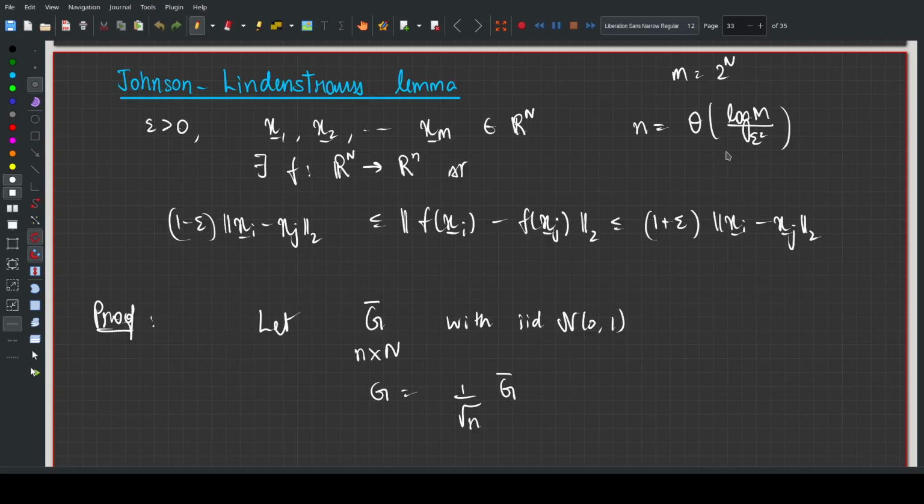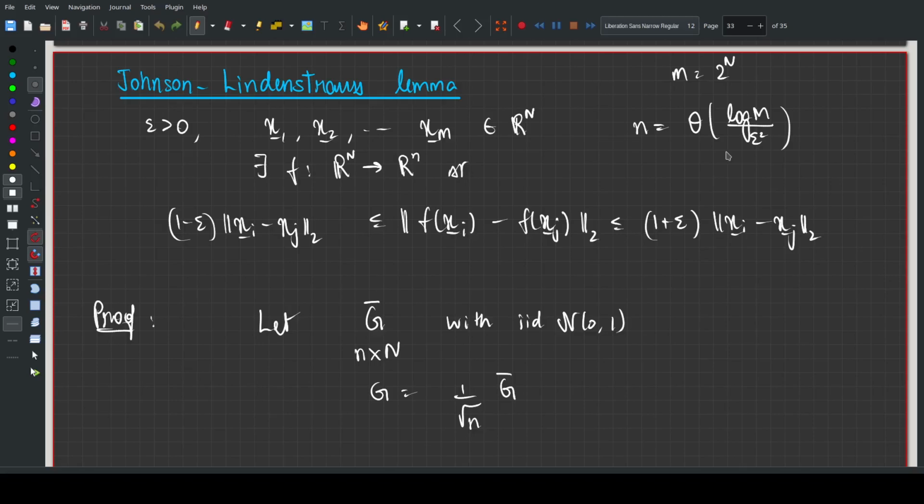Also, a side note is that this dependence on N, m, and epsilon is known to be tight, in the sense that even if I allow non-linear maps, it is impossible to do any better than a constant times log m divided by epsilon square. It might improve epsilon square to epsilon square minus some polynomial in epsilon, but it's still going to behave as a constant times log m divided by epsilon square. That is the best that can be achieved.